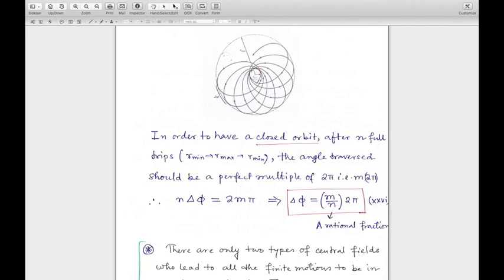So in order that the orbit or its path should be closed, it should come back to the original point. So in terms of the angle subtended over here by these position vectors, that must be a perfect multiple of 2 pi without any fault, right? And of course, between those, we have to make full trips. That means our r mean should come to r mean again, right?